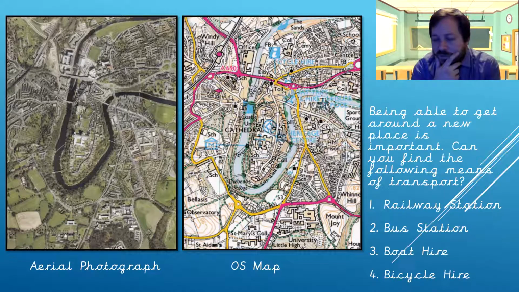So do you think, using the OS map and some symbols you might know, can you find the following means of transport? Can you find a railway station, a bus station, a boat hire, and a bicycle hire? I'll give you a minute.